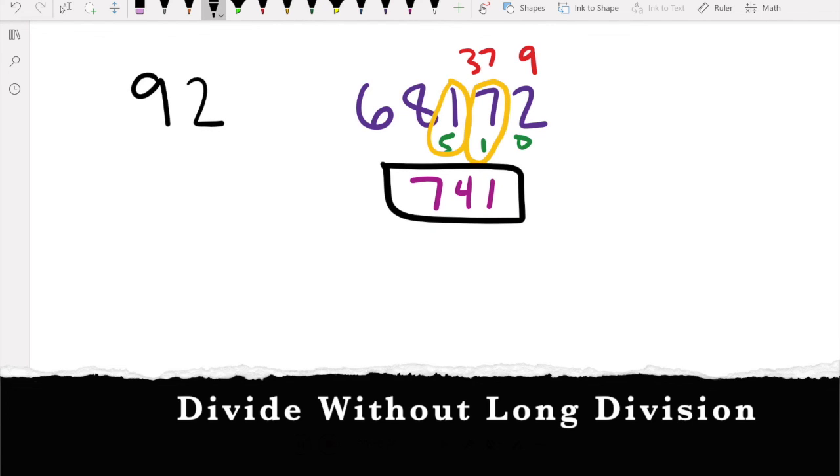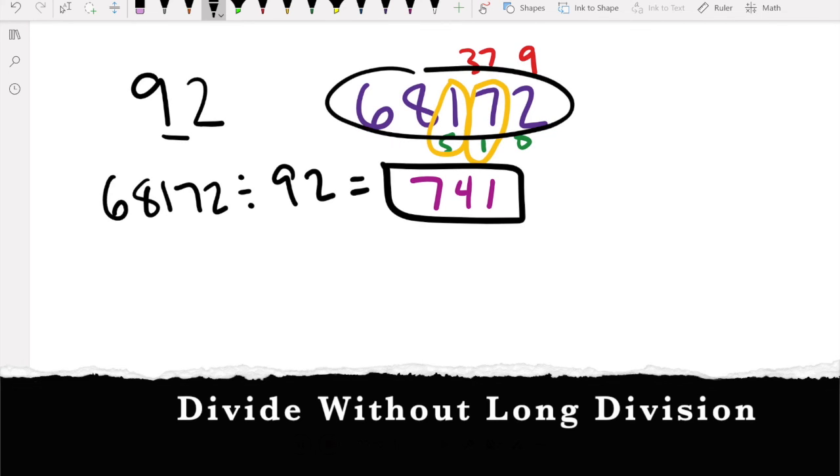And just to make sure you understand what I'm doing here, I'm always dividing this number by this number. I just write this guy on the left here just because it makes this method easy. Now, this method requires some practice, but if you get the hang of it, a lot of people like it better than long division. There's a minor caveat for remainders and things like that.